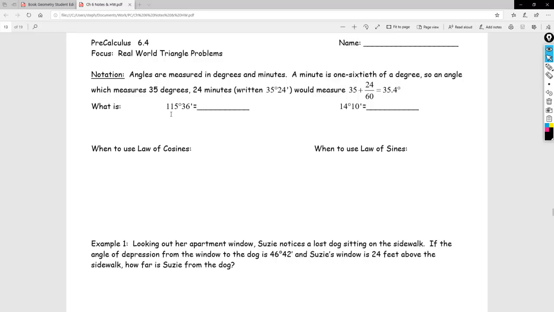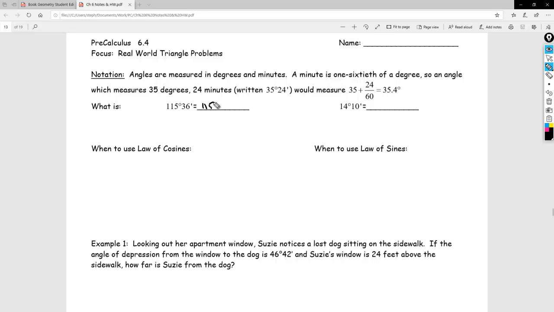Okay, so think about a clock. If they give you the minutes, then it's just telling you how much out of 60 this is. It's an alternative way of writing decimals. So in this case, if we have 35 degrees 24 minutes, that would mean 35 and then 24 sixtieths of a degree, so 35.4.